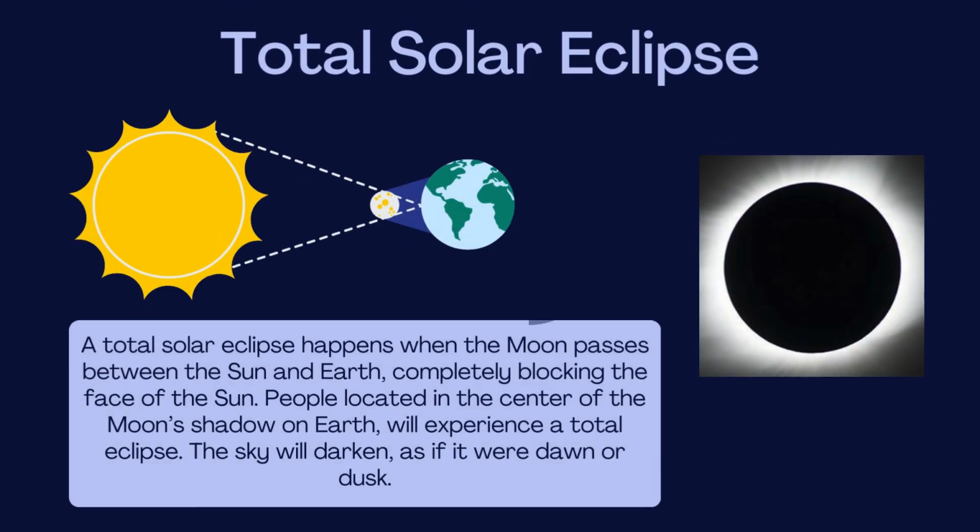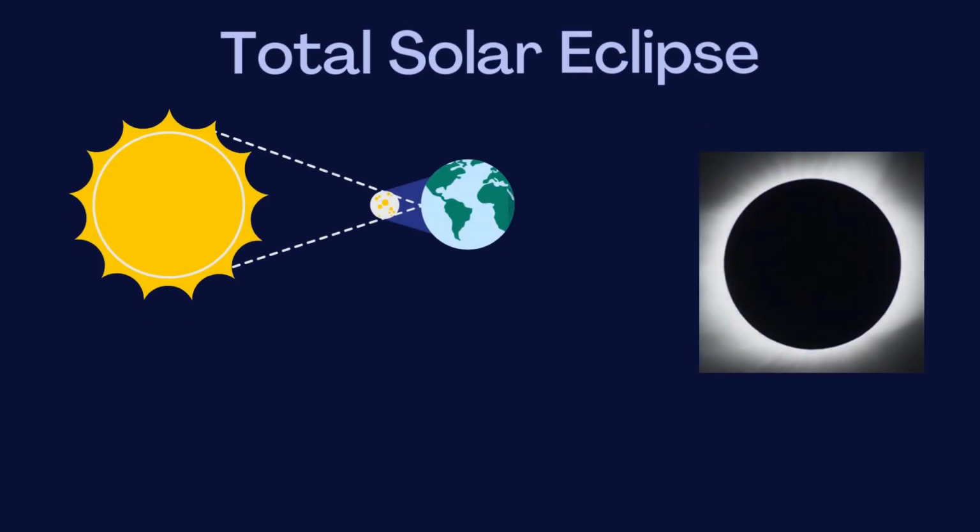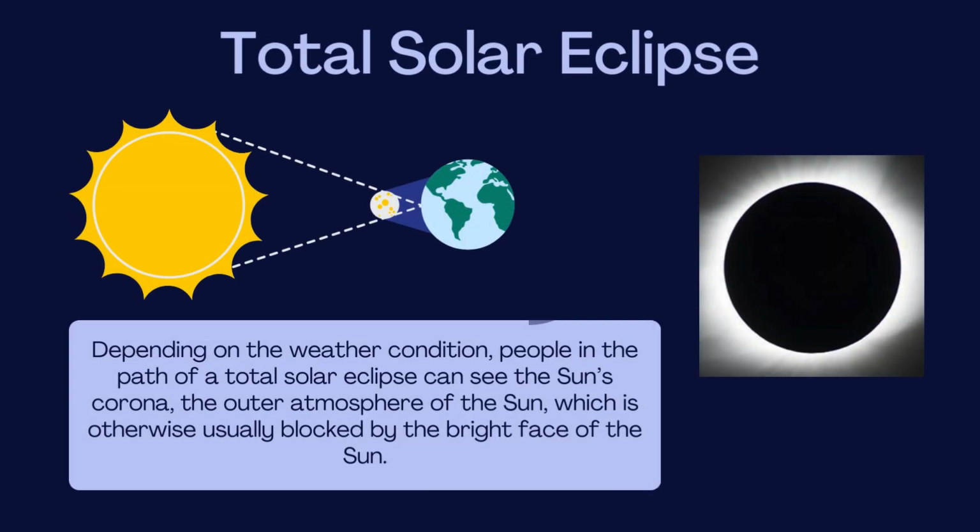Total solar eclipse. A total solar eclipse happens when the moon passes between the sun and Earth, completely blocking the face of the sun. People located in the center of the moon's shadow on Earth will experience a total eclipse. The sky will darken, as if it were dawn or dusk. Depending on the weather condition, people in the path of a total solar eclipse can see the sun's corona, the outer atmosphere of the sun, which is otherwise usually blocked by the bright face of the sun.